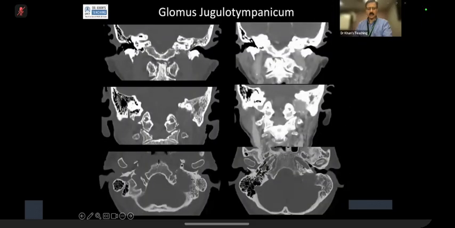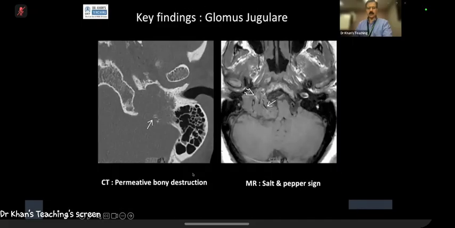Look at this picture. This is an exam picture where you can see, look at the outline, it is permeative bony destruction. A schwannoma will cause expansion. It will not cause permeative bony destruction. This is permeative bony destruction.